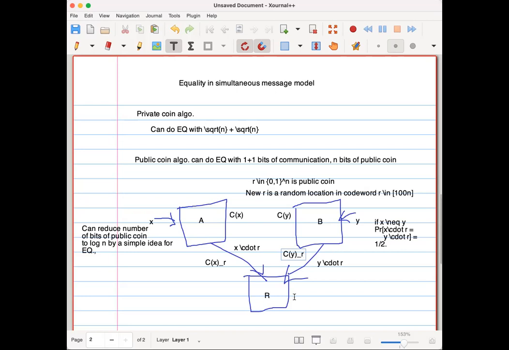Then the referee will see what are the locations Alice has probed, what are the locations Bob has probed, and whether there is a common location they have probed. So 99% chance you will find that there's a common location they have probed. And then you look at the bit of Alice at that location, the bit of Bob at that location, and answer accordingly. So this protocol will work, and then you can further amplify it.